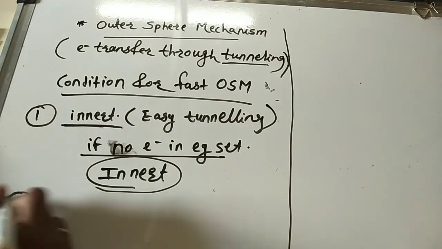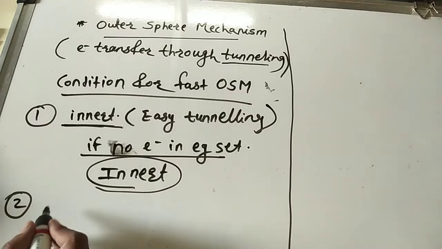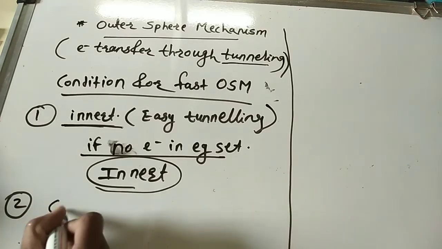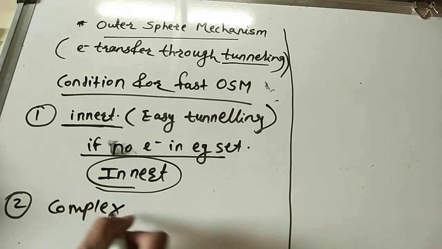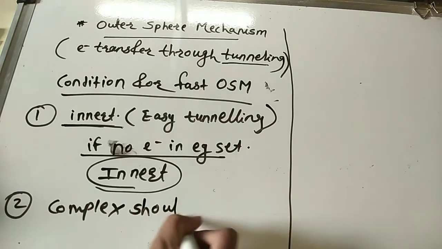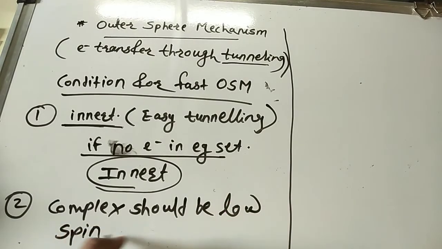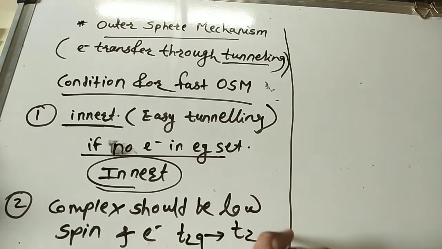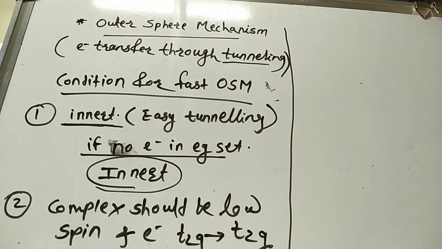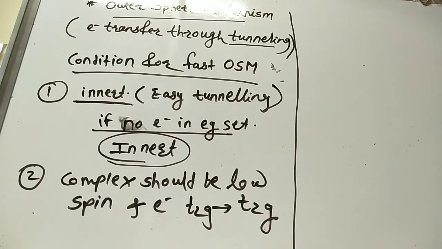The second condition for the outer sphere mechanism is that the complex should be low spin, and electron transfer occurs from t2g to t2g. Low spin means what? You know very well that low spin complexes have strong field ligands.